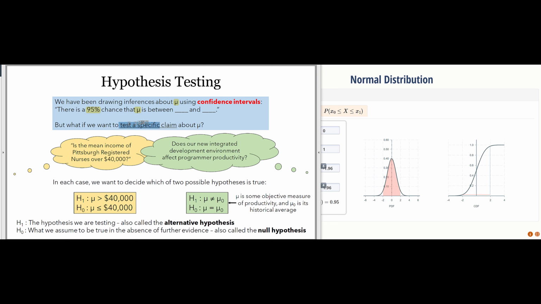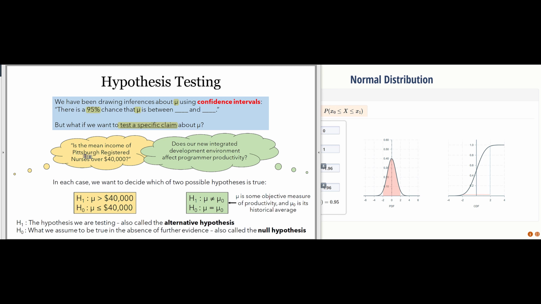Okay, but what if we wanted to test something specific about the value of this mean? That is, we want to test whether the mean is equal to some value or greater than some value or less than some value. We want to do these kinds of tests. All right, here are a couple of illustrations of the two different kinds of hypothesis tests we could do.